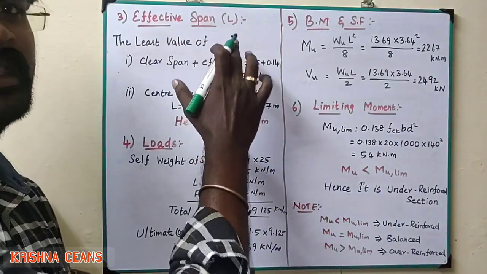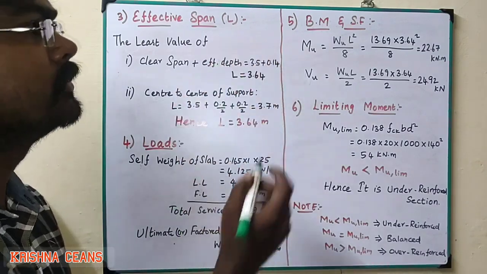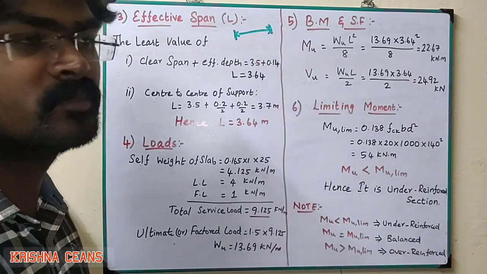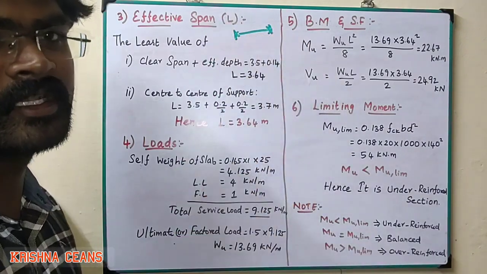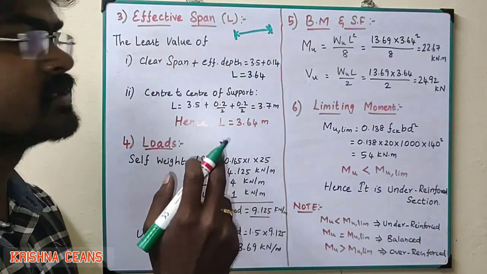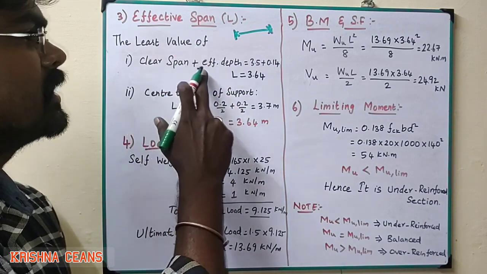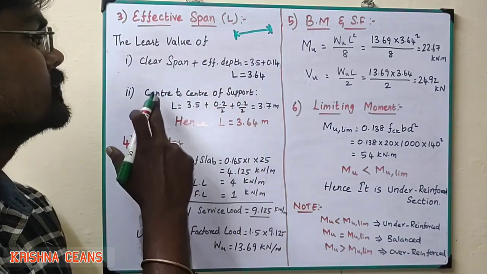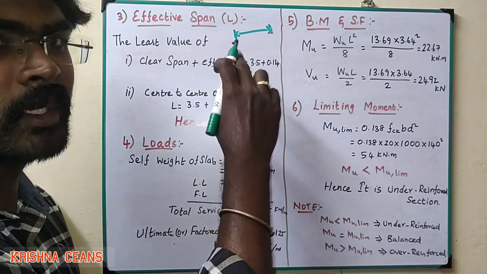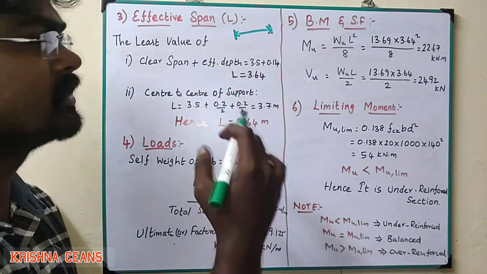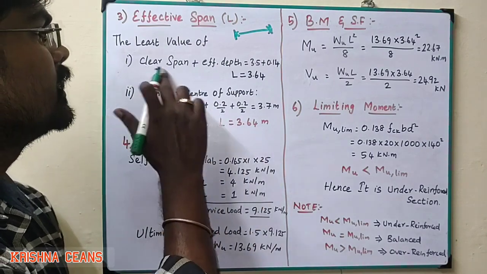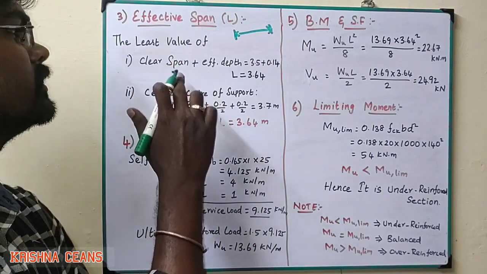Step number 3, effective span. We need to find the center to center distance from one support to the other support. That L will be considered for the whole length. There is a condition: it is the least value of clear span plus effective depth, and center to center of support. So the value comes from these two conditions. Whichever is less, we will consider, as mentioned in IS 456. For that, the clear span in our data is 3.5.